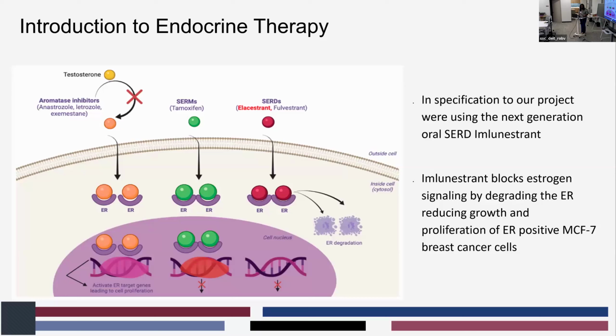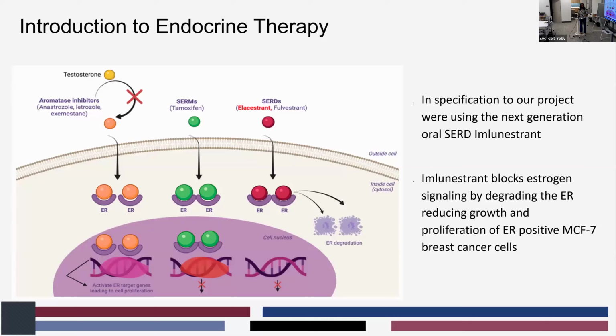And lastly, SERDs directly bind to the estrogen receptor, change its shape, and then mark it for destruction. After degradation, you can see that the receptor is gone, and estrogen has nothing else to bind to, which means gene transcription cannot occur.